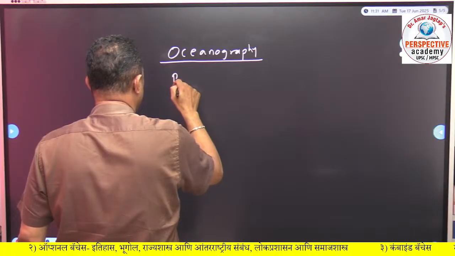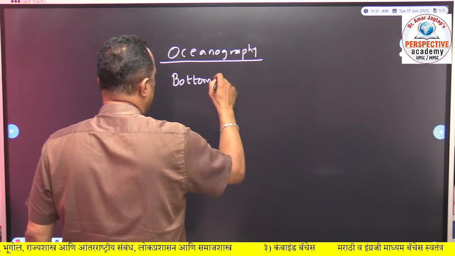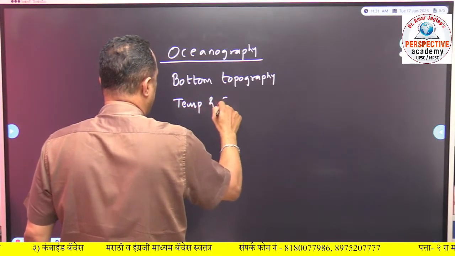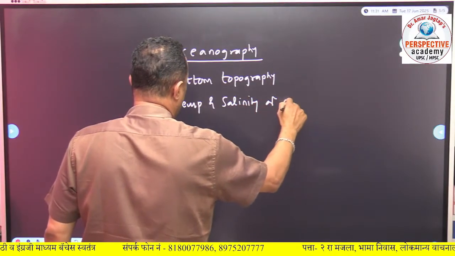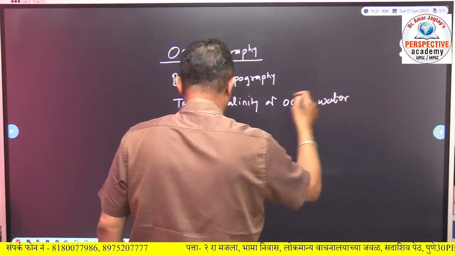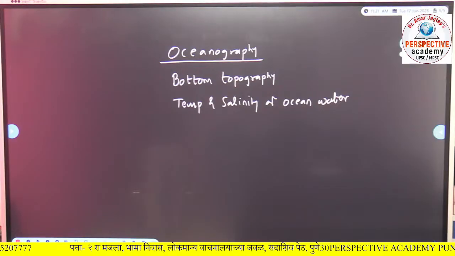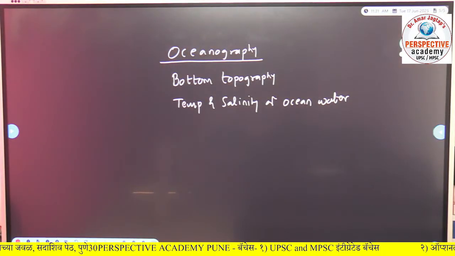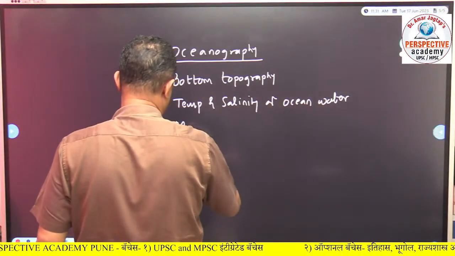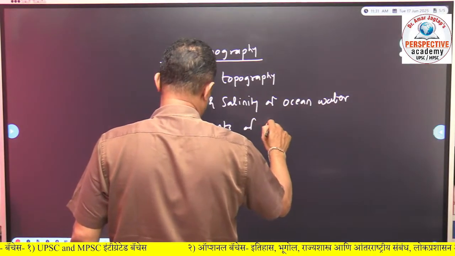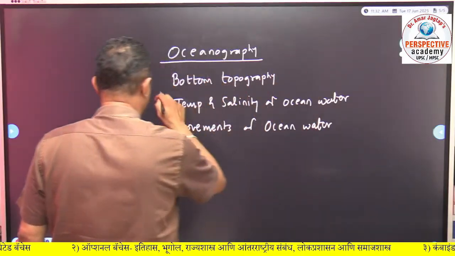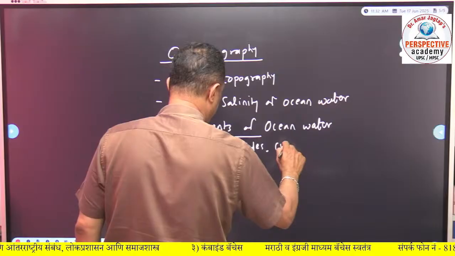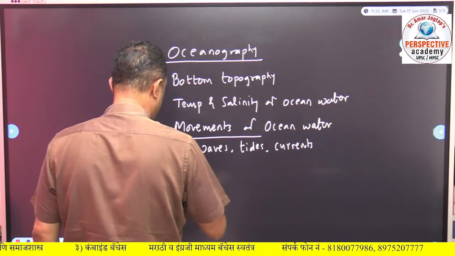So for oceanography, we study few features like bottom topography, then temperature and salinity of ocean water, then movements of ocean water. These movements include waves, tides and currents.